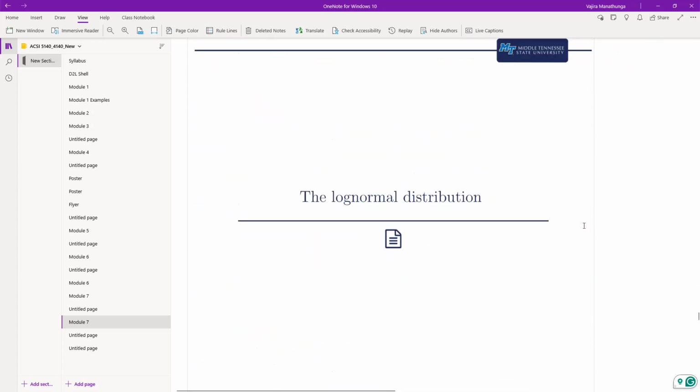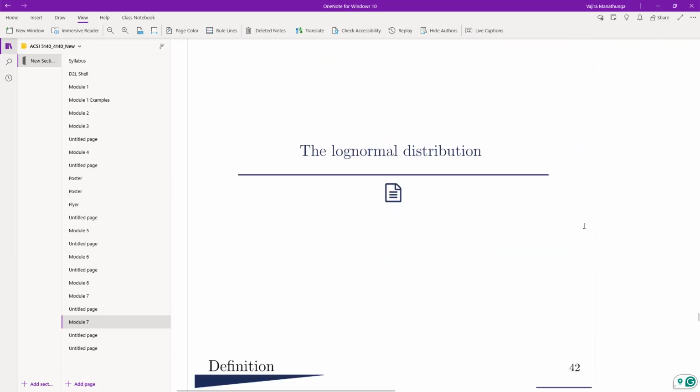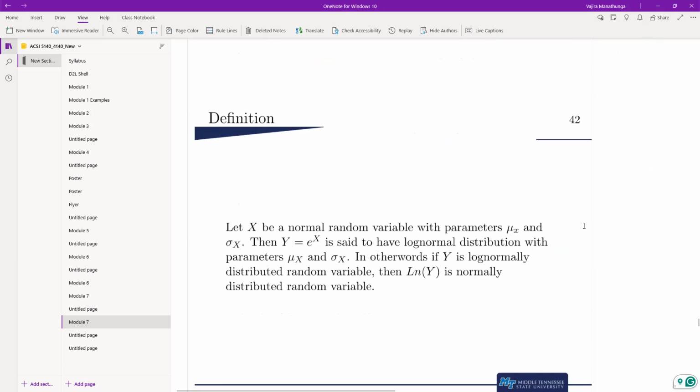The next distributions we are going to define, actually we are not going to do any problems, but define the log normal distribution, gamma and beta distributions. The log normal distribution is defined as follows. If X is a normal random variable with parameters mu and sigma, then Y equals e to the X is said to have a log normal distribution with parameters mu and sigma. So in other words, Y is log normal if and only if log Y is normal.